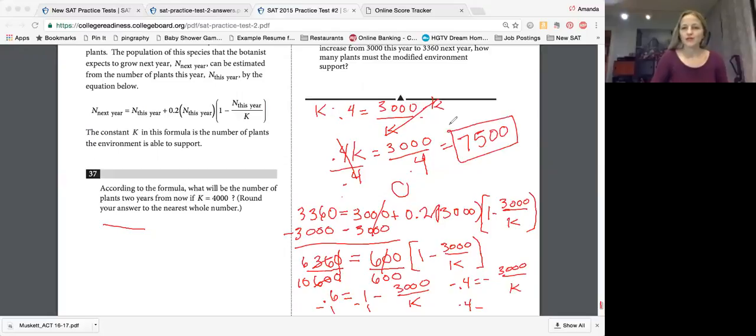So again, a problem that's not difficult algebra, just a lot of working through the problem. But fortunately, this is the calculator section, so you can do it.